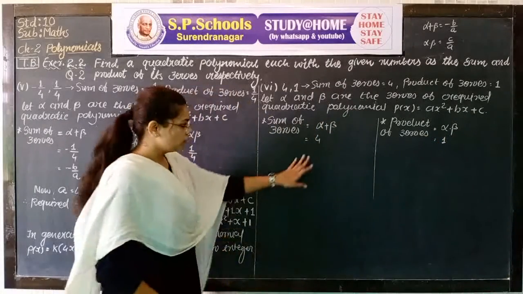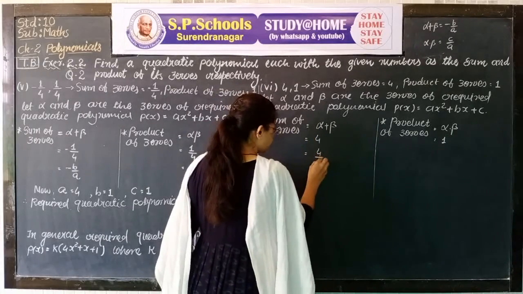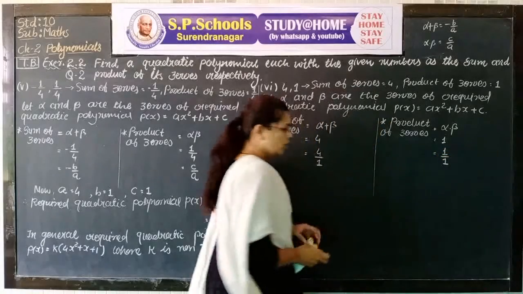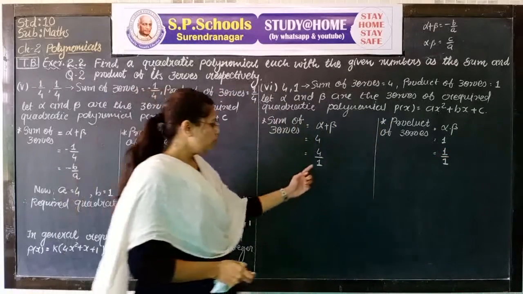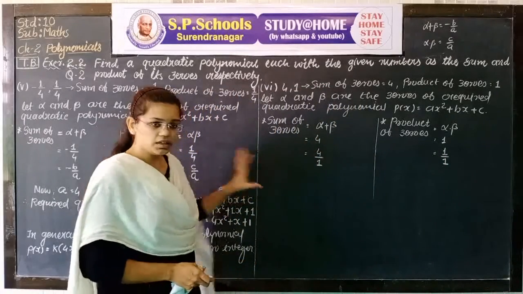Now see, nothing in the denominator, then we have to put a compulsory 1. 4 upon 1, and here 1 upon 1. First condition is satisfied here. Both denominators are equal. Yes, they are equal. We are making the value of a equal.